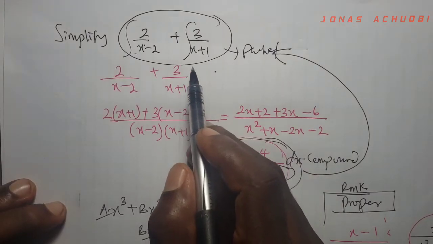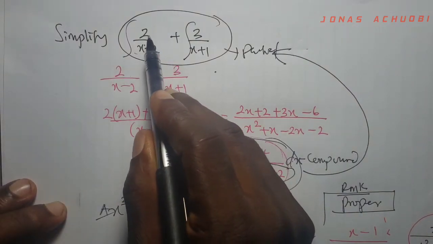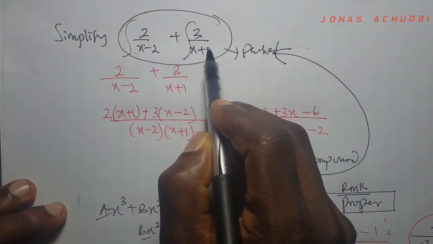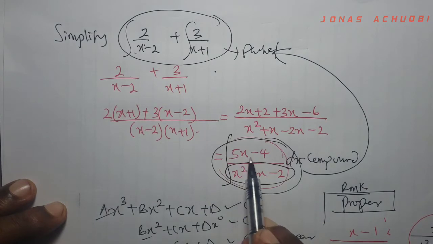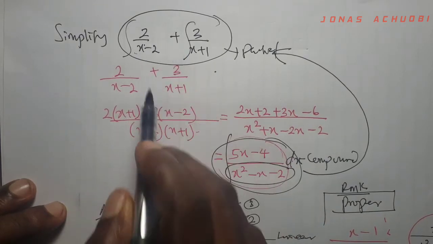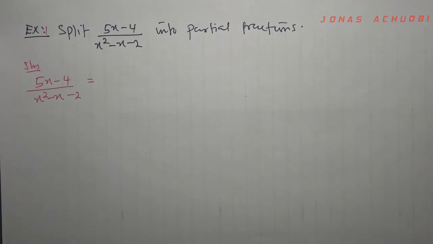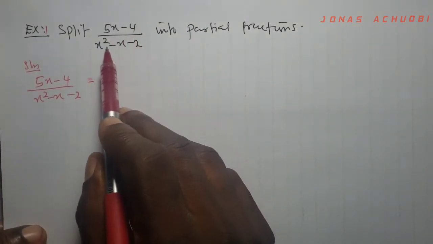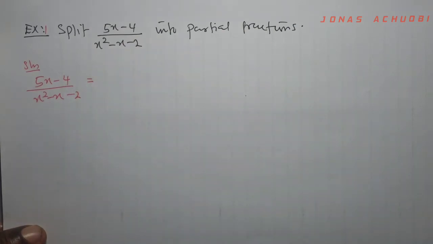You should recall that at the beginning we had simplified 2 over x minus 2 plus 3 over x plus 1, and we got the compound fraction 5x minus 4 divided by x squared minus x minus 2. So as a first example, we shall see if this can be resolved to get back these partial fractions. So example 1: split 5x minus 4 over x squared minus x minus 2 into partial fractions.